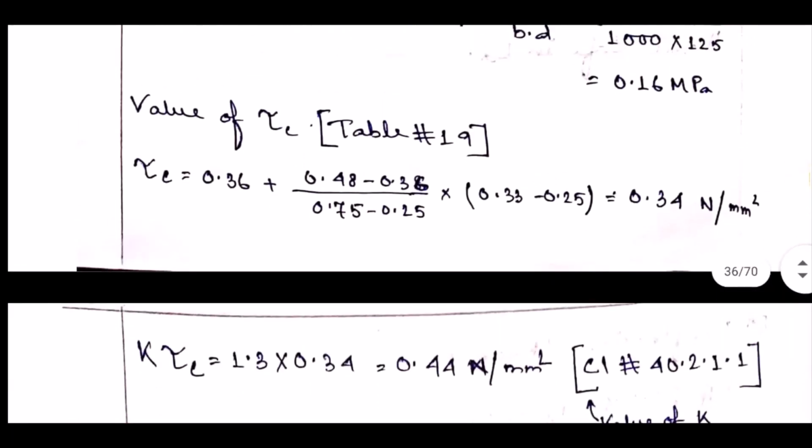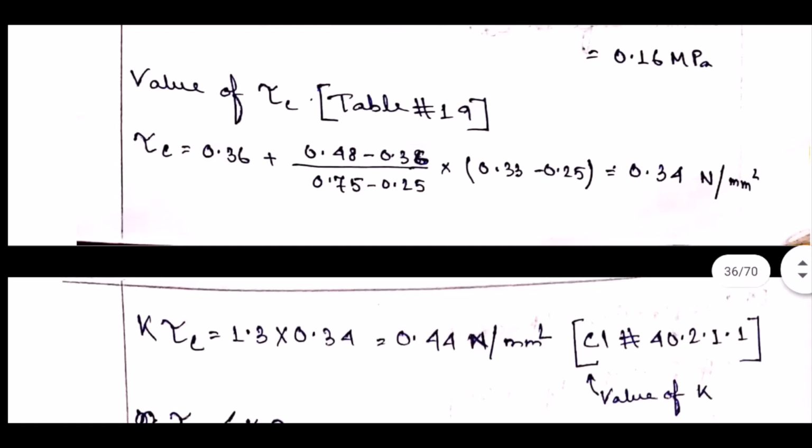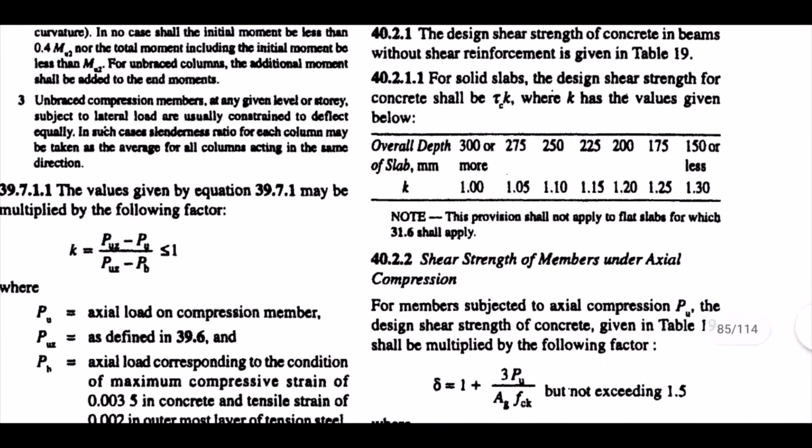Now, in case of slab we have to multiply a factor with the tau C value to find out the design shear strength. The K value we can get from clause number 40.2.1.1, so let's check this clause. Now look, clause number 40.2.1.1 of IS 456 2000, for overall depth. For solid slab, the design shear strength for concrete shall be tau C into K, where K has values given.